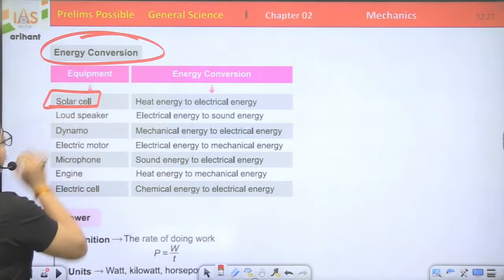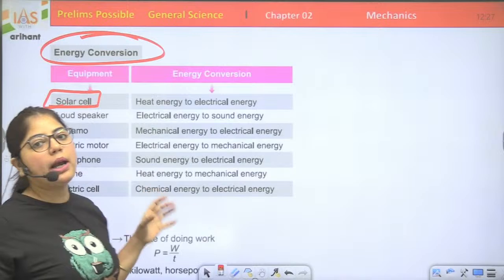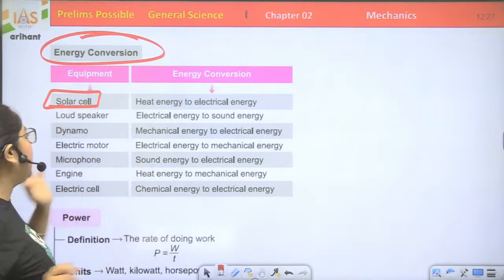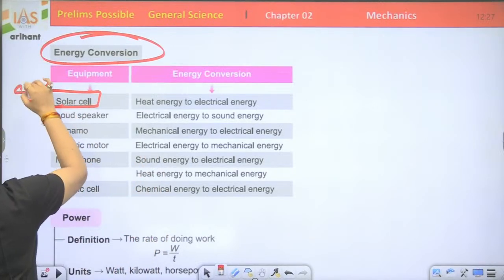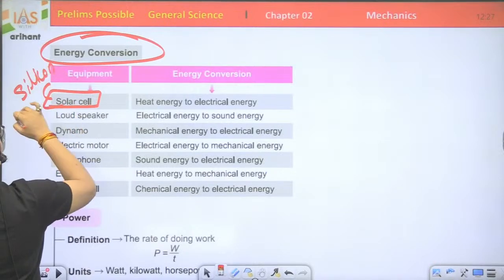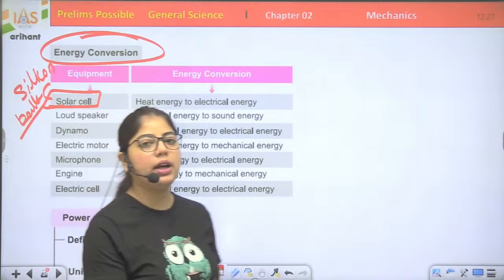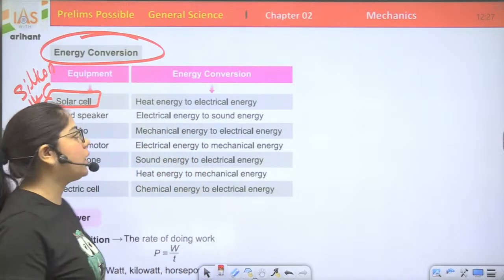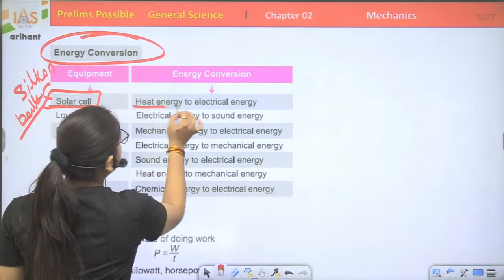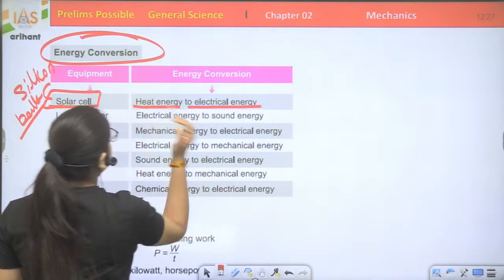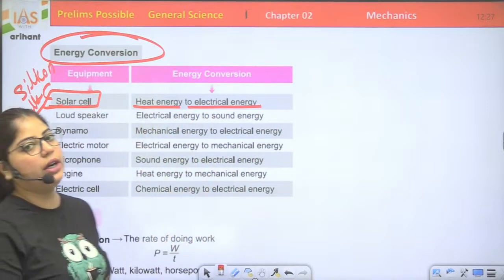Solar cell, made up of silicon. Heat energy to electrical energy, right? What will a solar cell do? Heat energy to electrical energy. It converts heat energy into electrical energy.